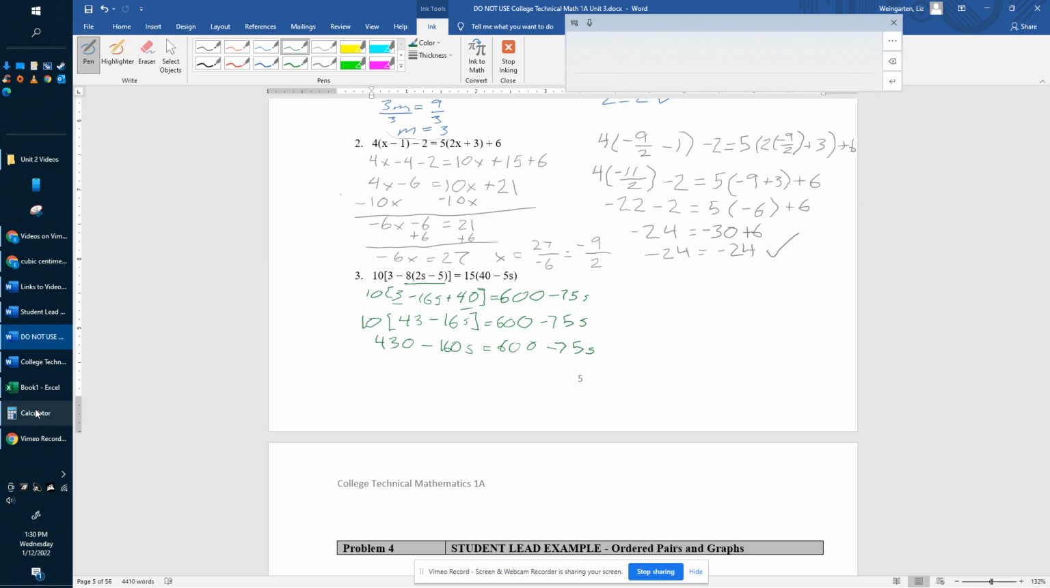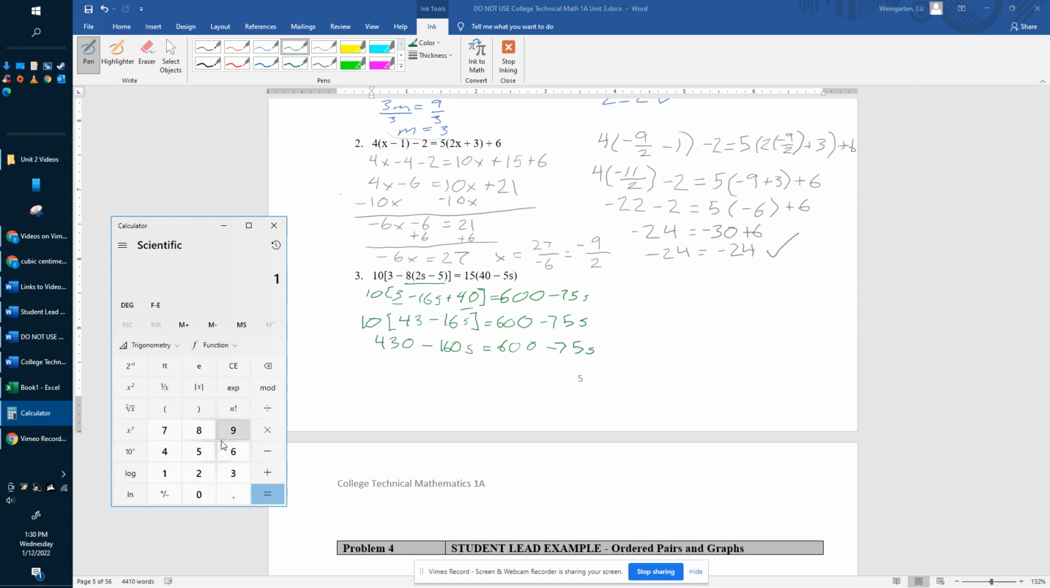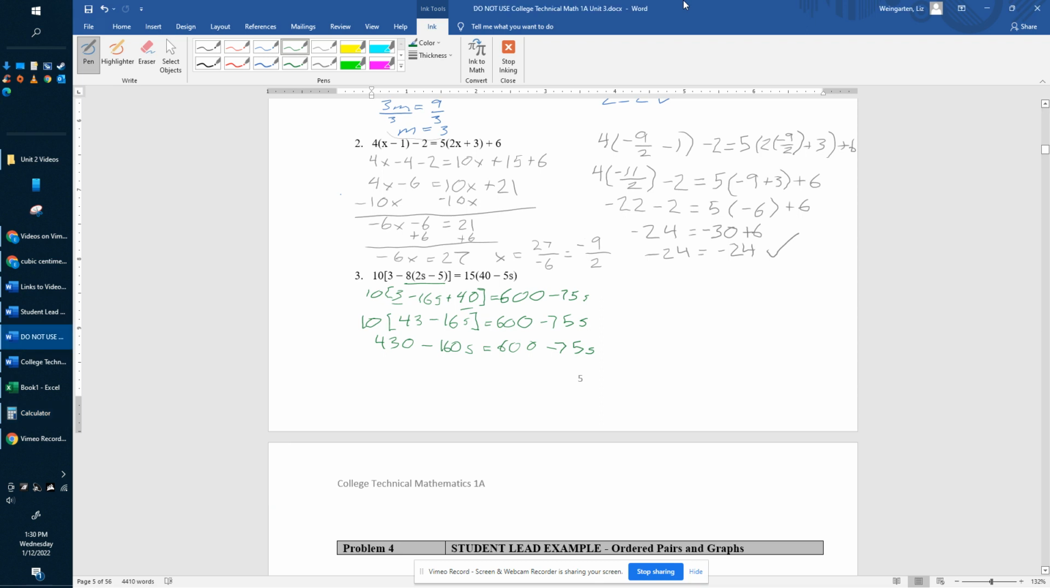So let's take a look here. 160 minus 75. That's going to give us negative 85s on this side. Subtract 430 from both sides, and we get 170. We'll divide both sides by negative 85 and we get S equals negative 2. There's our answer, and now we shall check it.